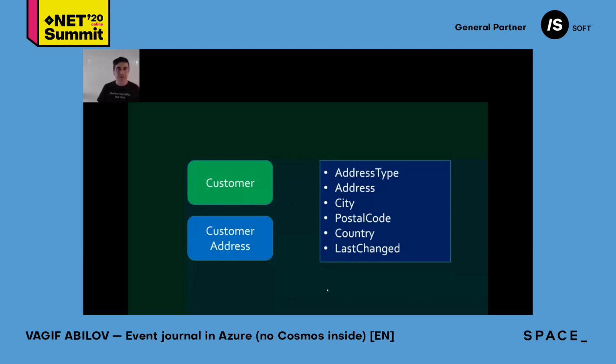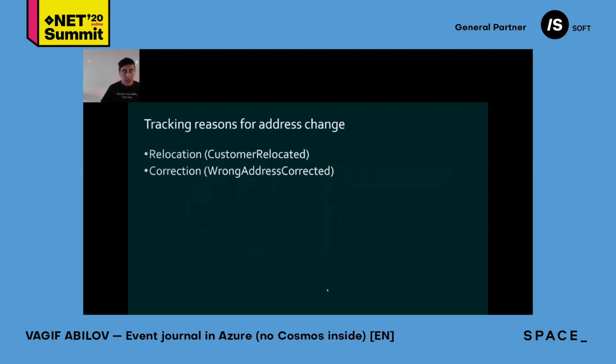So let's say we have this traditional SQL database, or not SQL, but anyway, where all entities are represented by some sort of tables or documents. You have customer, you have customer address, and this customer address table consists of the following columns, which are on the right-hand side. So you have address type, address, city, postal code, country, and when the address was last changed. So it looks like an OK implementation, OK definition.